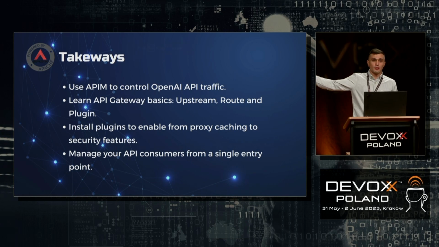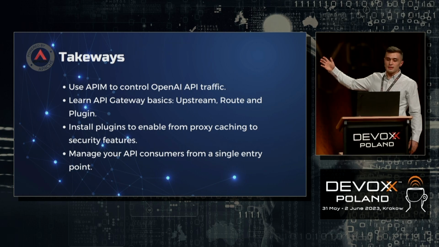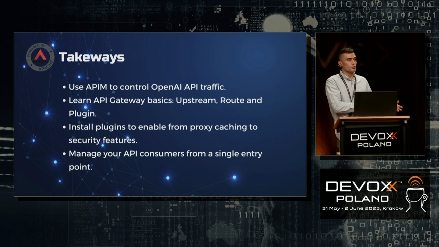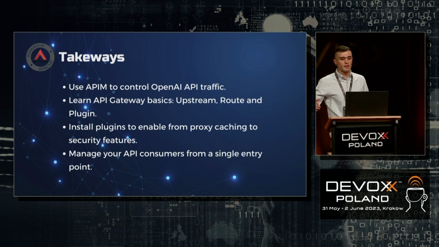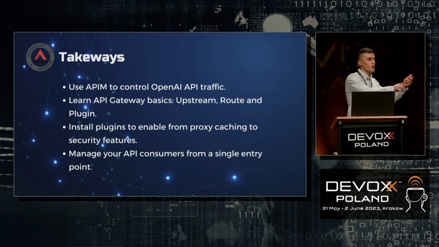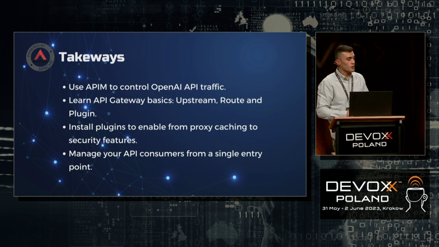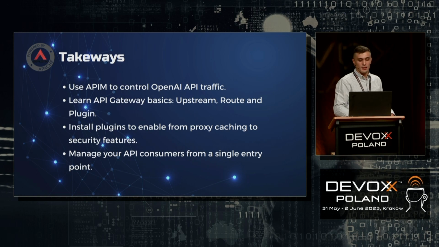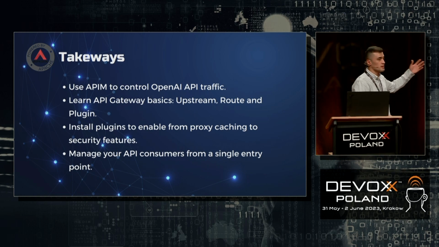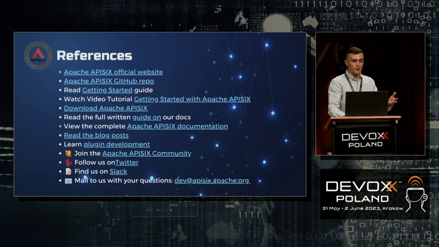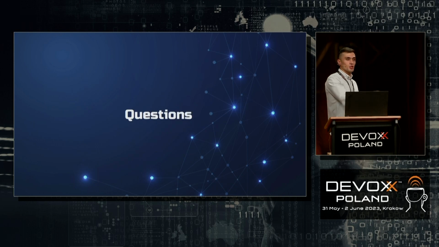So the takeaways are simple, right? We are saying if you want to use an API like OpenAI, please use an API management solution. And there are some API gateway basics: upstream, route, plugin. You need to learn them. You need to install the plugins, starting from proxy caching, security, right? Or you can manage your API consumers from a single entry point. This is the takeaway for you. Don't forget, there are some references I'm leaving, if you want to learn more about API 6, and the questions.